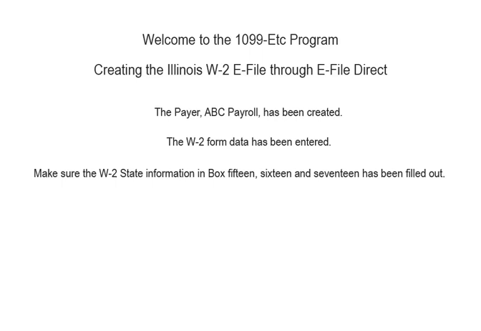This tutorial covers creating the Illinois W-2 e-file through eFile Direct. Once the file is created, it is the user's responsibility to upload the file to Illinois. To begin, the pair, ABC Payroll, has been created. The W-2 form data has been entered. Make sure the W-2 state information in box 15, 16 and 17 has been filled out as needed.